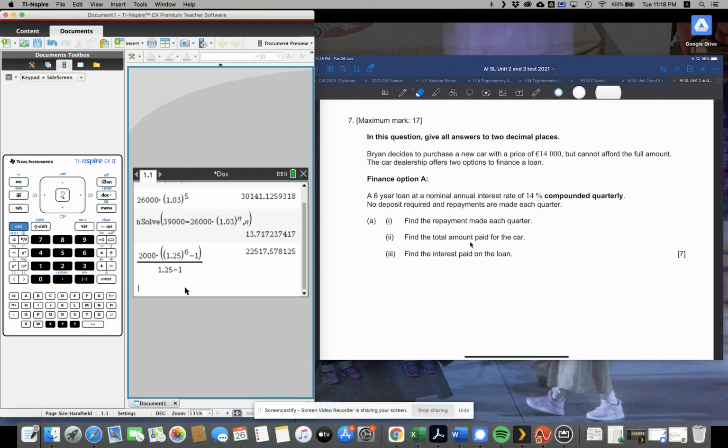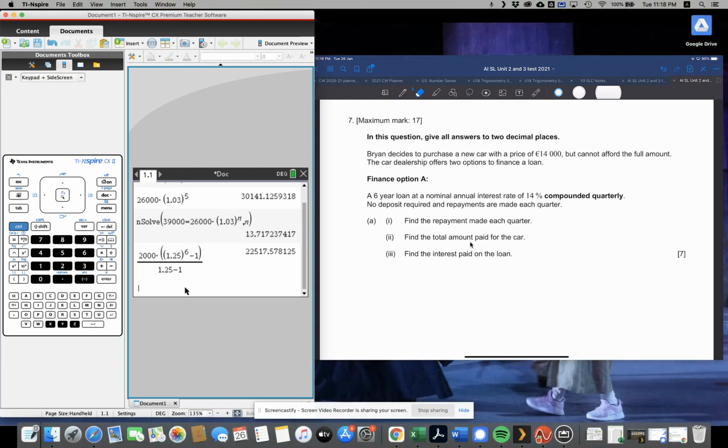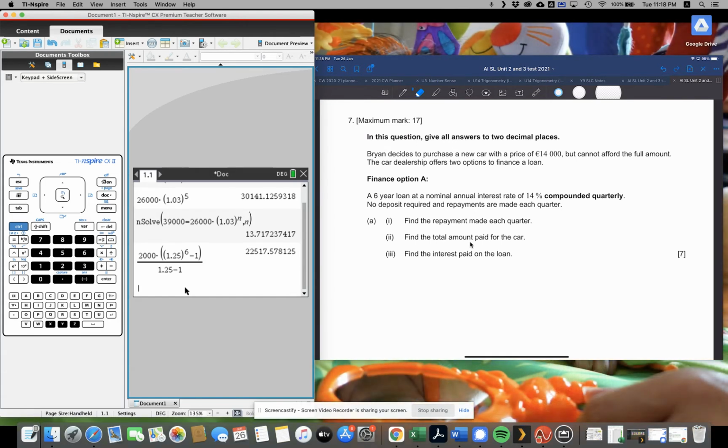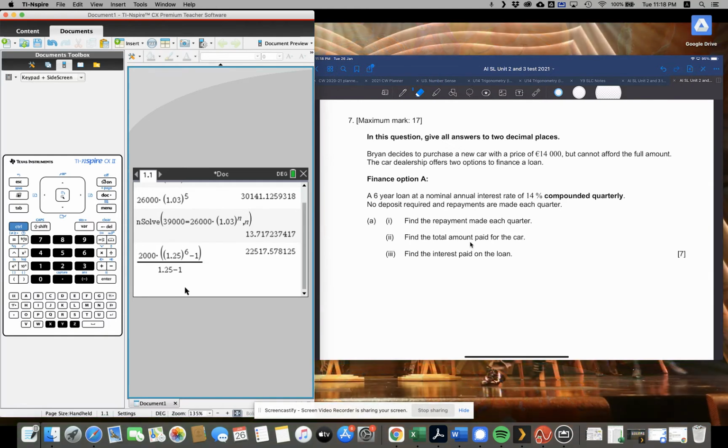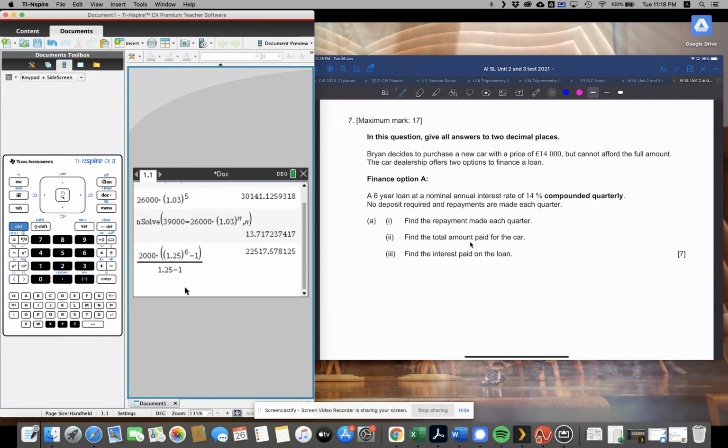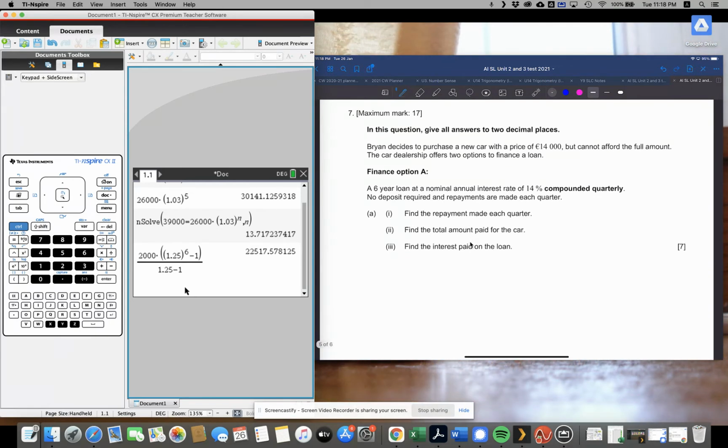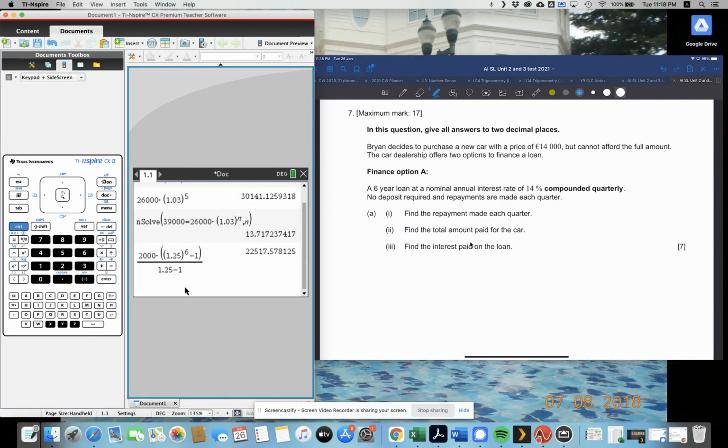Question 7 is a long question and is definitely on a new concept that you have met this year. It takes some decoding, and you can gain the experience from this particular question. First up, it says in this question, give answers to 2 decimal places.